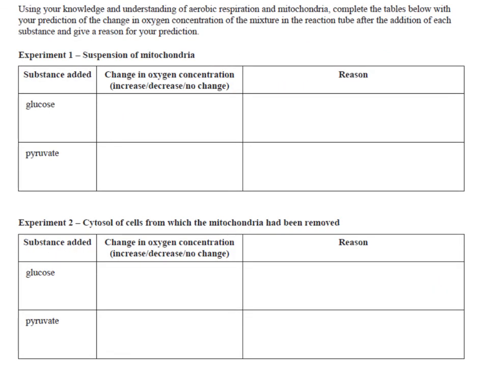Okay, so the actual questions here now ask you again to make some predictions and justify those. It has said to use your knowledge and understanding of aerobic respiration and mitochondria to predict the change in the oxygen concentration, and then explain why. So in the first experiment, we are looking at the tube that just has mitochondria, doesn't have cytosol. Okay, so if glucose was added to mitochondria, what do you think would happen? Pause for a sec if you'd like to.